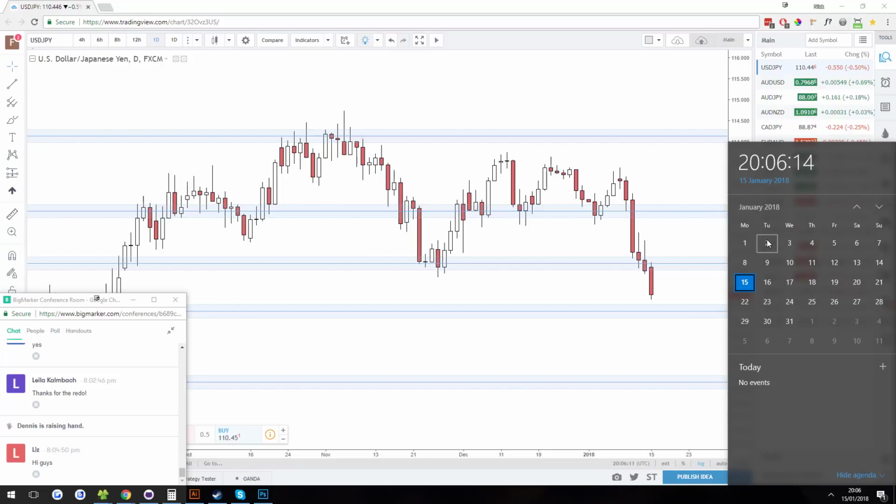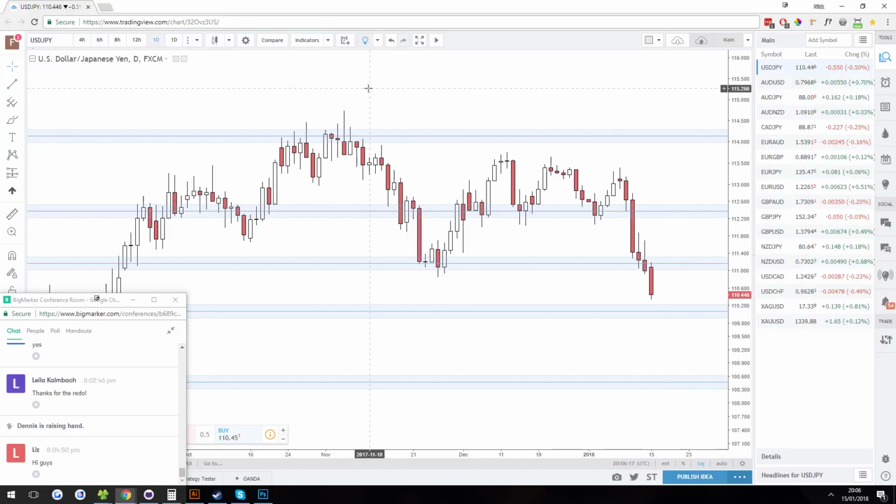Today is Monday the 15th of January 2018 and the time is 20:06 here in the UK. You're looking at a USDJPY daily chart. In today's analysis, we're going to be looking for price action setups across all these pairs that I trade here and across all the time frames.